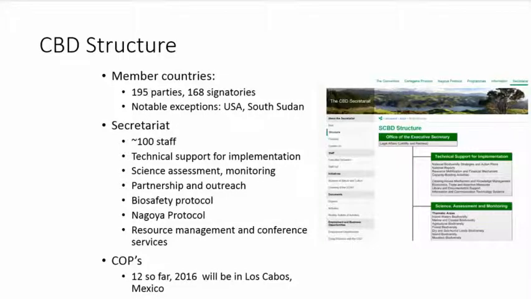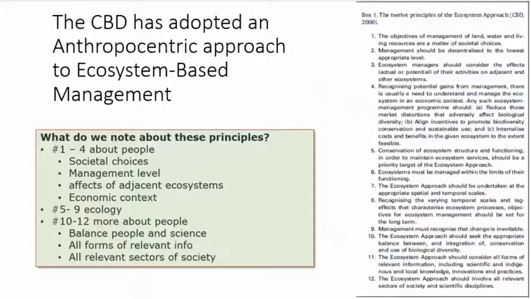But in this set of goals, the CBD has adopted an explicitly anthropocentric approach to ecosystem-based management. The box on the right are 12 principles of the ecosystem approach that the CBD has adopted. 1 through 4 and 10 through 12 are all about people, and then 5 through 9 in the middle is about ecology. So it's really about conservation and people, conservation for people, not conservation from people.